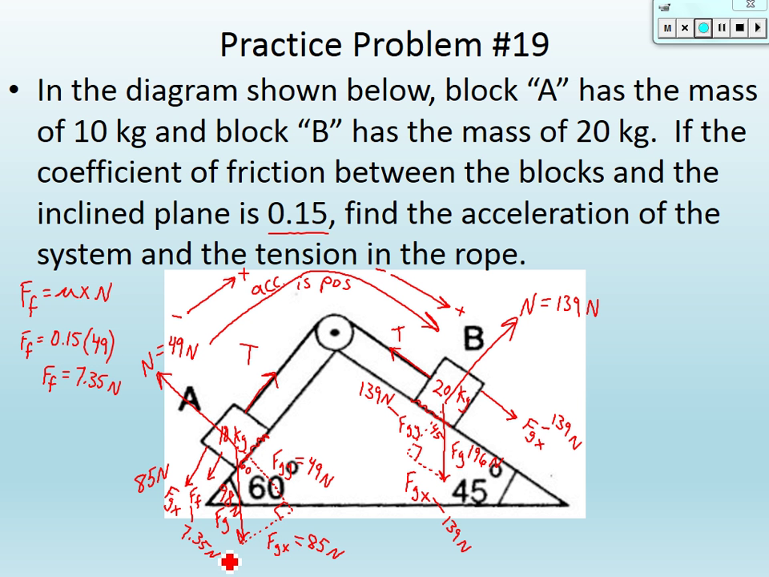Okay, now let's go over and solve for friction on block B. If block B is moving down the ramp, which way should friction go? Goes up the ramp. Force of friction is going to go up because it's opposing motion. Okay, again, let's solve for it. I'm going to solve for it over here again. Force of friction is equal to mu times normal. Our mu is 0.15. Our normal on block B is 139.